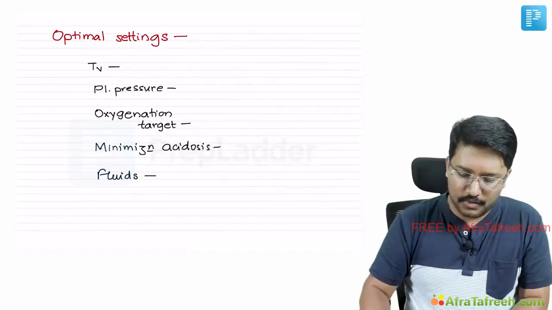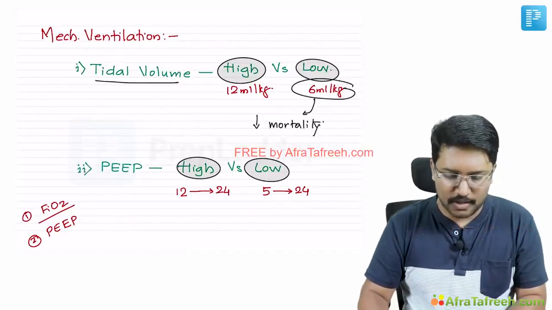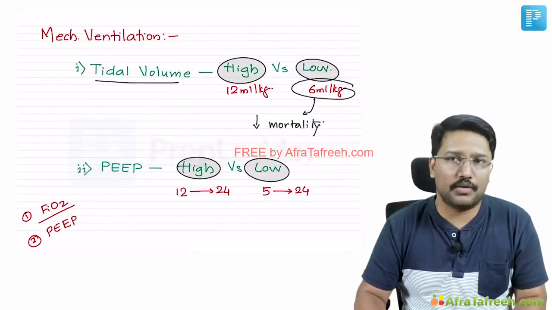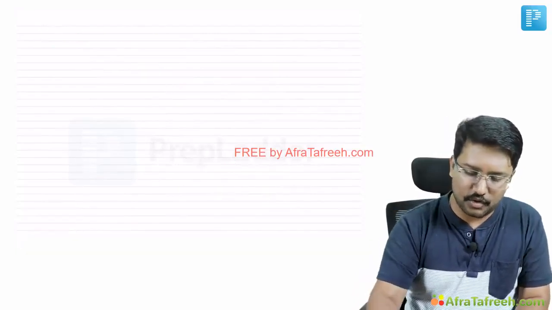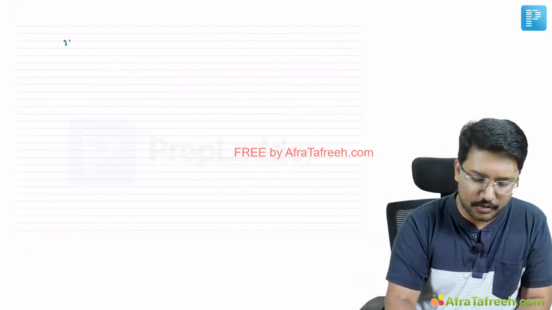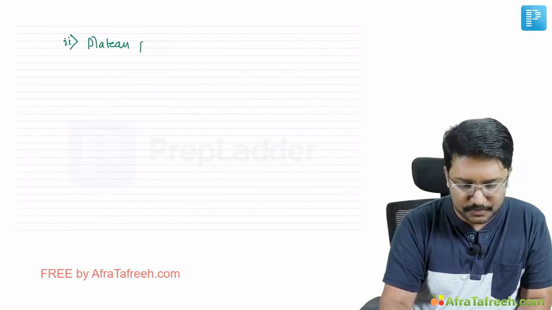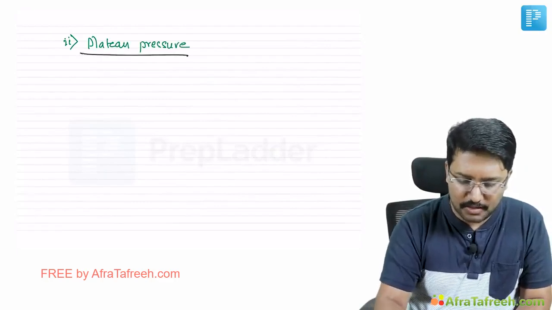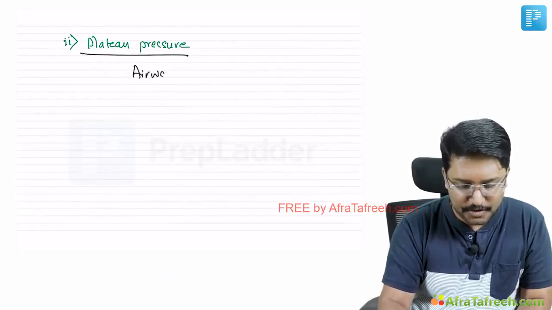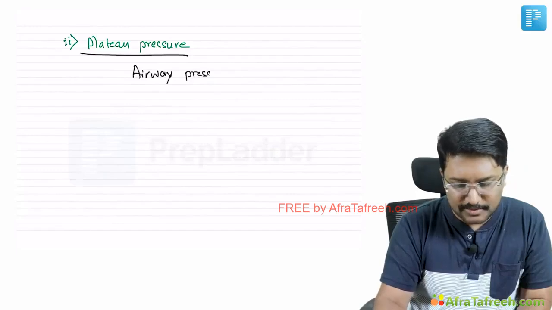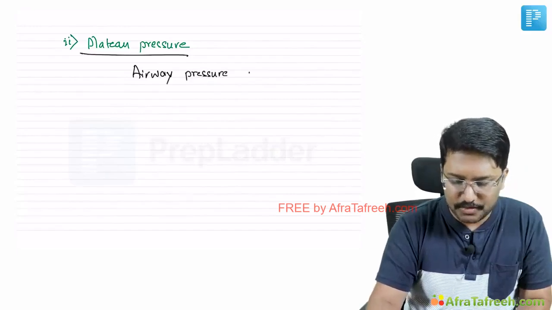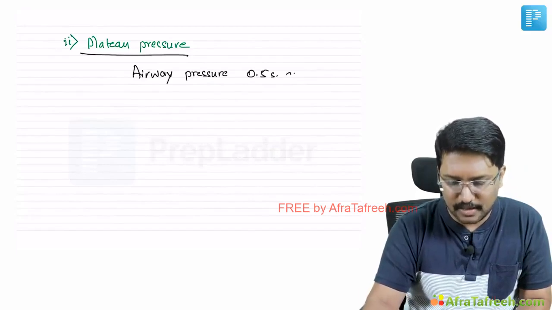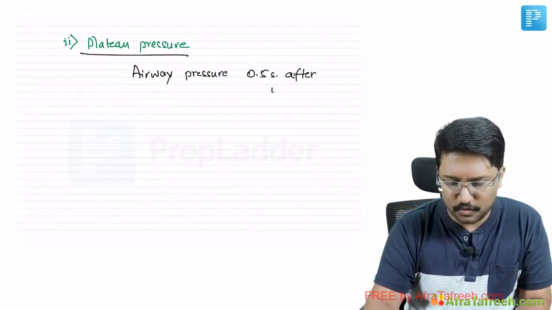Okay. Now, having addressed the tidal volume and PEEP, what are the other parameters we need to address, right? So apart from the tidal volume and PEEP, we also need to address the plateau pressure. What should be the ideal plateau pressure? Now, what is plateau pressure? It is the airway pressure, right? It is the airway pressure measured 0.5 seconds after inspiration. Airway pressure 0.5 seconds after inspiration is over, right?